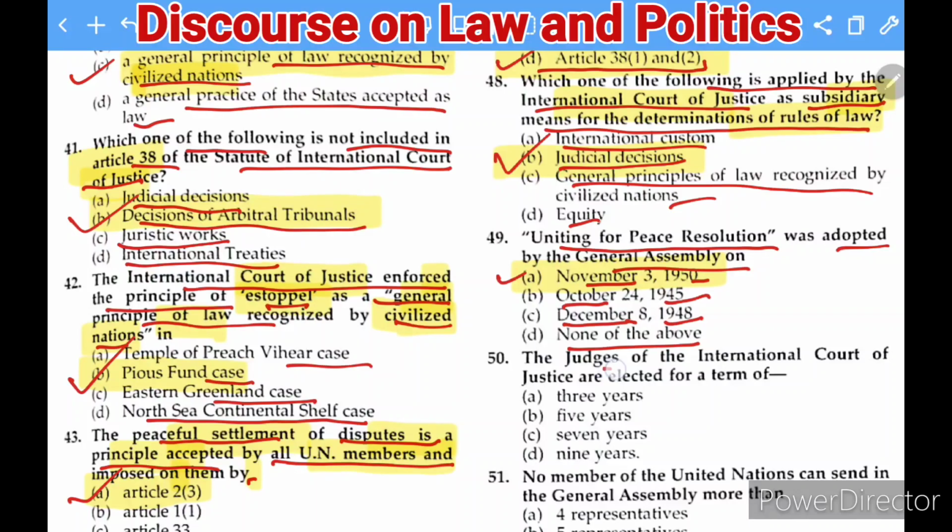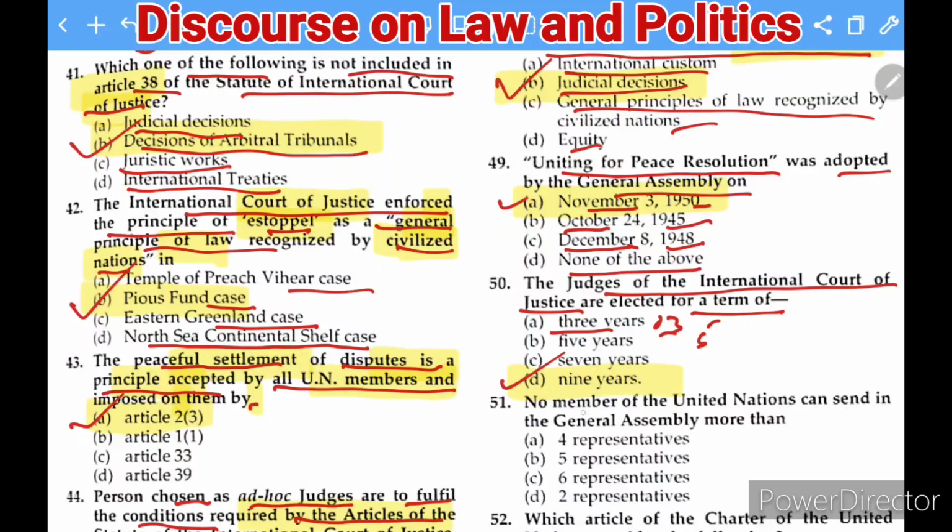Next question. The judges of the International Court of Justice are elected for a term of? The options given are 3 years, 5 years, 7 years, 9 years. For how many years are they appointed? Tell me which is the right answer. The judges are appointed for 9 years. This is the right answer.